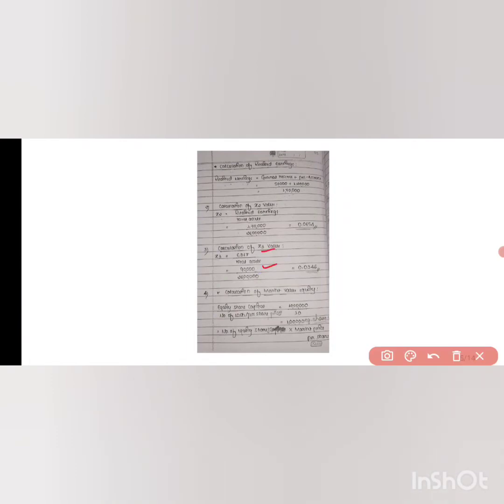So EBIT is now 90,000 divided by total assets are 26 lakh, right? We calculated. So the value will come to 0.034. After simplifying this, you will get 0.0346. This is your X3 value. Okay. Now the calculation of X4. So how do we have to calculate this? The formula of it is market value of equity shares divided by book value of total debt.